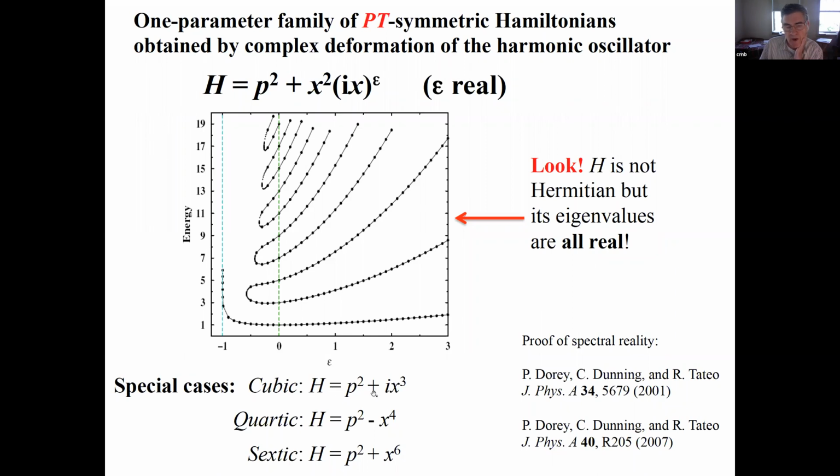The first Hamiltonian I showed you is the cubic special case where epsilon is equal to 1. An interesting special case is the quartic Hamiltonian, p squared minus x to the 4. Notice that if you take epsilon equals 2, it has real positive eigenvalues, even though this is an upside down potential, which we will talk about. Another interesting special case is the sextic case, where epsilon equals 4, and here we have p squared plus x to the 6th. If you want to see a proof of the spectral reality, you can read these papers. They're pretty long and detailed, but this is a rigorous proof showing that the eigenvalues of these Hamiltonians are all real when epsilon is positive.